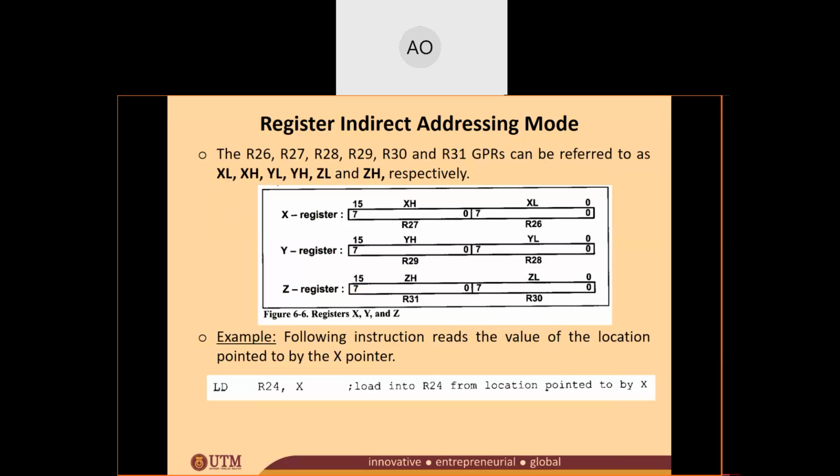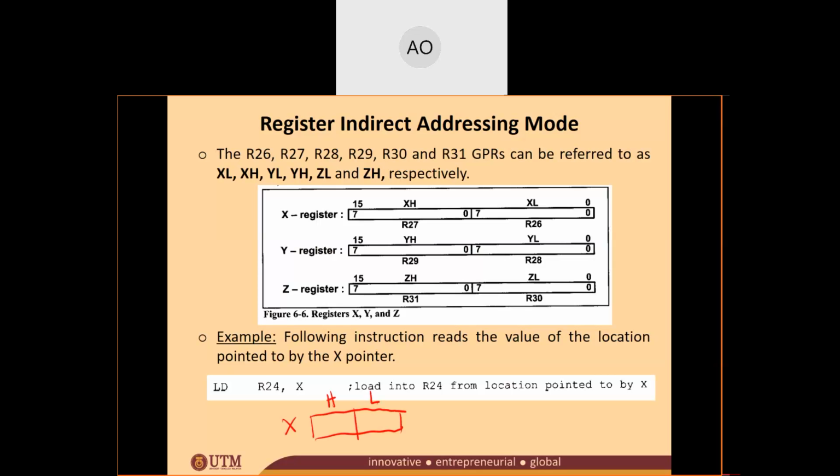Okay, so R26, R27, R28 until R31 can be referred to as XL, XH, YL, YH, ZL and ZH respectively. Okay, apa maksud ni? L and H. So this is your pointer register X. Since it is 16 bits wide, dia adalah 16 bit, you can divide it into 2 bytes. One is a low byte and the other one is a high byte.